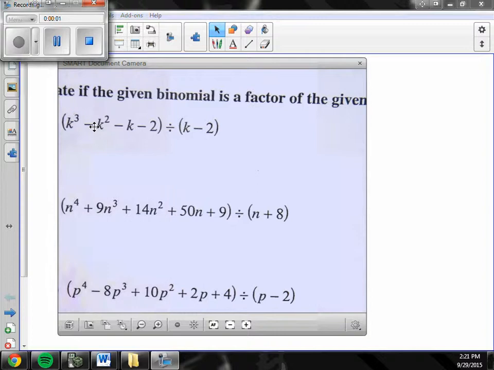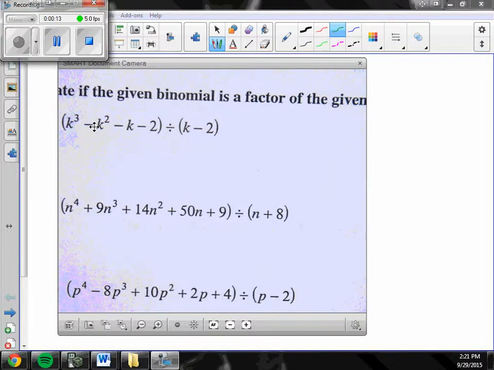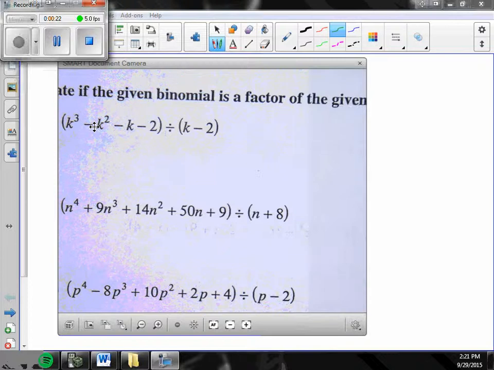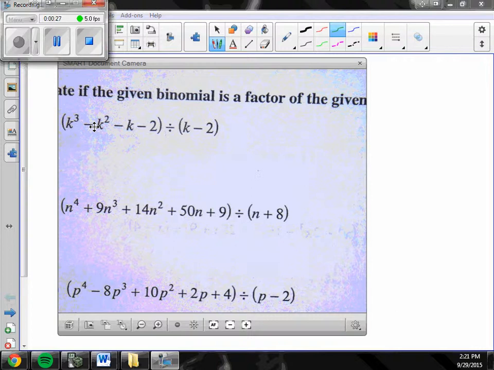Okay, so to teach you how to do this, we're going to start with number 7, and you'll see why in a second. It says, state if the given binomial is a factor of the given polynomial. What does that mean? How do we know if x minus 2 is a factor of this cubic equation? We do the box, we divide it, and if it has no remainder, then it goes in evenly. If it has a remainder, then it's not.